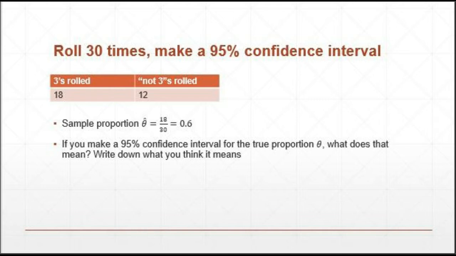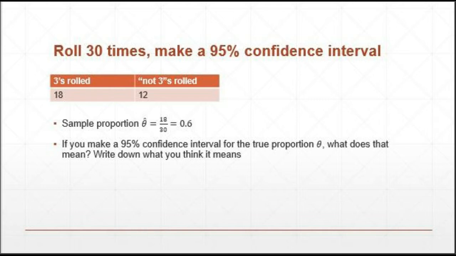After 30 rolls, we have 18 3s and 12 not 3s. So the sample proportion for rolling a 3 is 18 over 30, or 0.6. This leads us to believe that a 3 should pop up about 60% of the time. But we've only rolled the die 30 times. How close to the truth are we? How uncertain are we? How can we quantify that uncertainty?